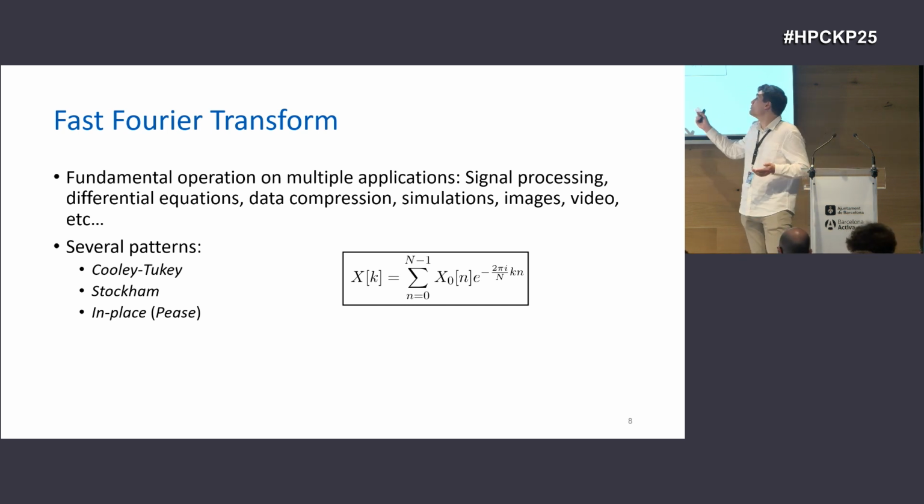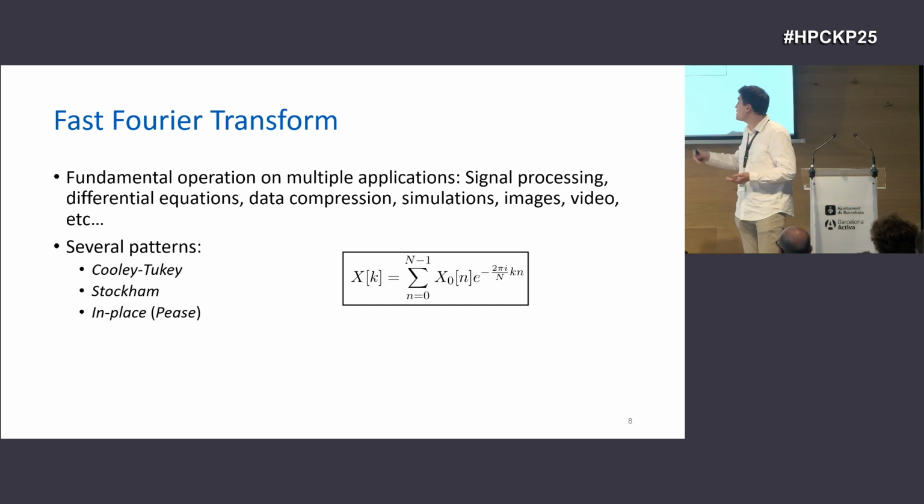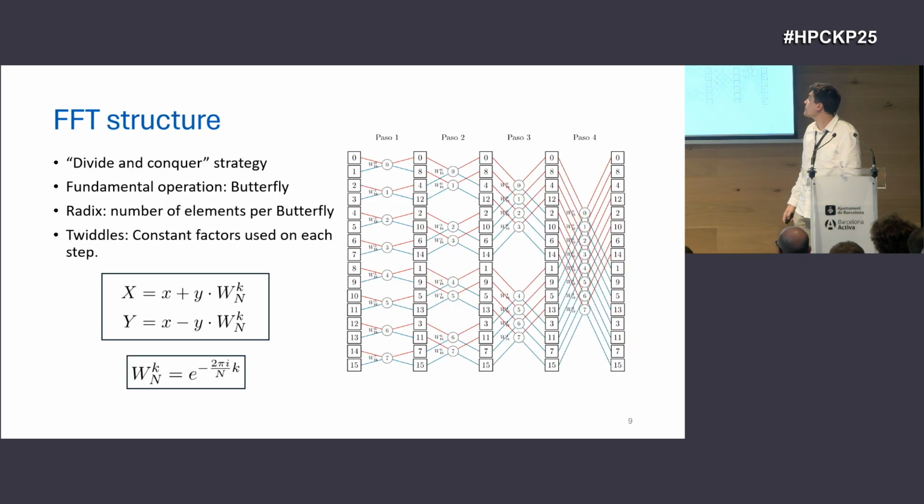One of the most common ones is the Cooley-Tukey, which is especially useful in CPUs because it takes great advantage of cache locality. And we also have Stockham, which is usually best suited for GPUs. We also have other formulations like the one also called in-place. But I'm going to focus on these first two.